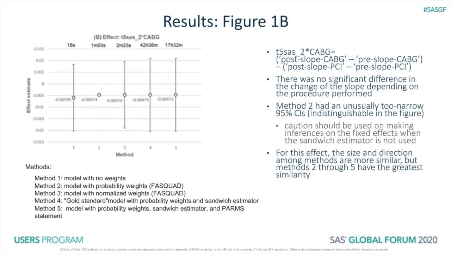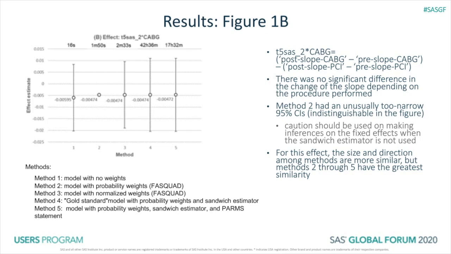Then we focus on seeing if this change in the slope from pre-trajectory to post-trajectory between these two procedures, CABG and PCI, has a significant difference or not. In this case, again, we don't find any significant difference among the different methods that we tried. And in this case also, the size of the effects is very similar across methods. But methods 2 through 5, where we did incorporate probability weights, are more similar among themselves compared to method 1. And this is the same that we found in the previous slide.